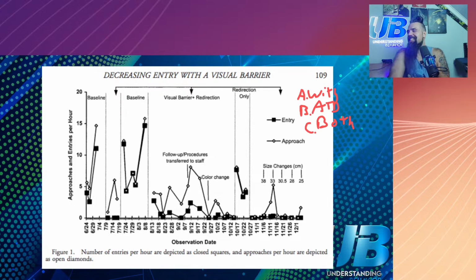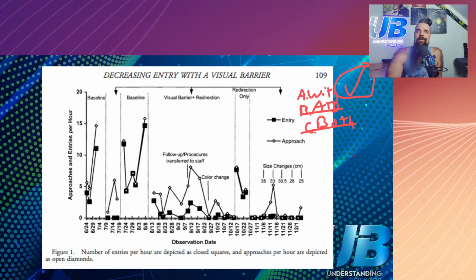I love it. Nice, Amy. All right, let's go ahead and check this one out. Is the answer A, B, or C? The answer is A. This is a withdrawal design. It's not an alternating treatment design. It's not both. Let's go talk about why.